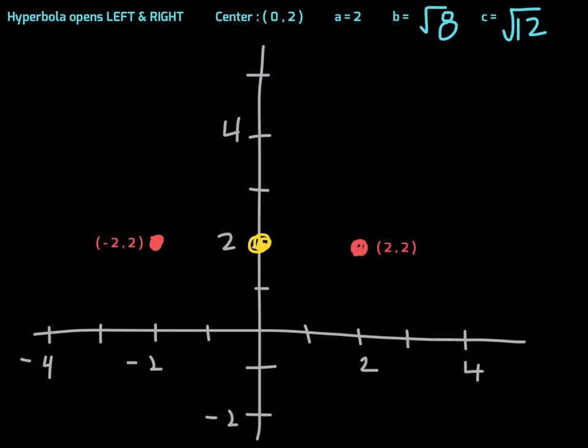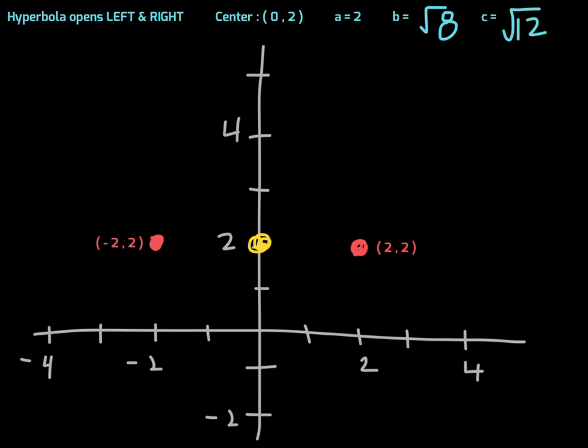All right, cool. And now what I'm going to do is move up and down from my center b number of units. Okay, square root of 8, everybody. Square root of 8 is a little bit less than 3. How do I know that? Well, the square root of 9 would be exactly 3. The square root of 8 is slightly less than the square root of 9. So we're moving almost 3 units up and 3 units down.